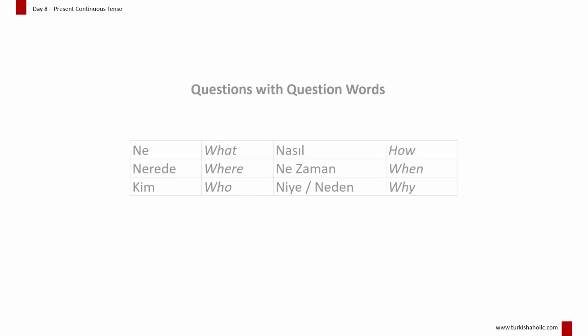We can add more detail to our question sentences by using the below question words right before the verb. When using these words, you don't write the mu question particle. Ne, nerede, kim, nasıl, ne zaman, niye, neden.